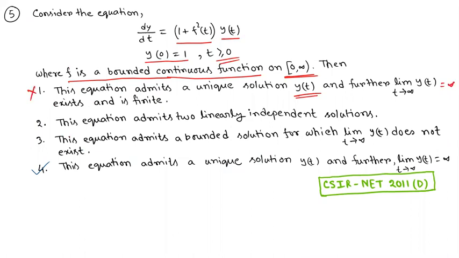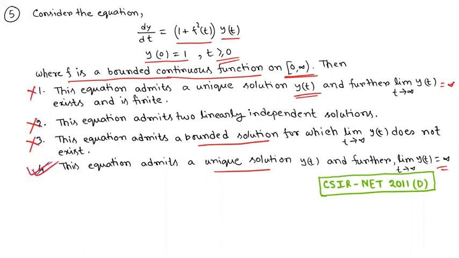This equation admits two linearly independent solutions. This is false because this is a unique solution. This equation admits a bounded solution. This is false because the limit as t tends to infinity of y(t) is infinity. And this equation admits a unique solution y(t), and further the limit as t tends to infinity of y(t) equals infinity. So option 4 is correct.